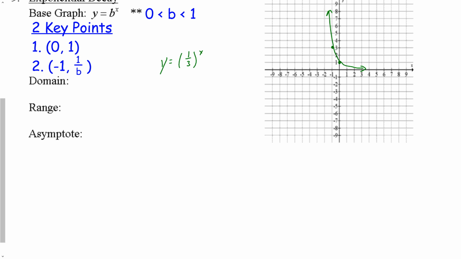The domain of an exponential decay is again going to be all real numbers. We can use anything for x to plug in. The range is again y is greater than 0. It's everything above the x-axis, not touching the x-axis. And again, we have this asymptote that our graph is curving towards and will never touch. And that is always a horizontal line, so it's y equals, and that is 0.